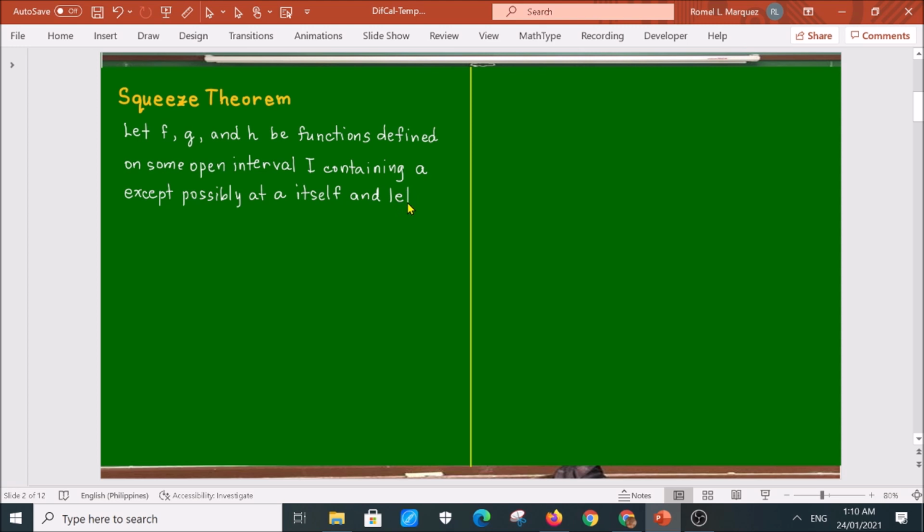And let g of x be inclusively between f of x and h of x, for all x in I for which x is not equal to a.